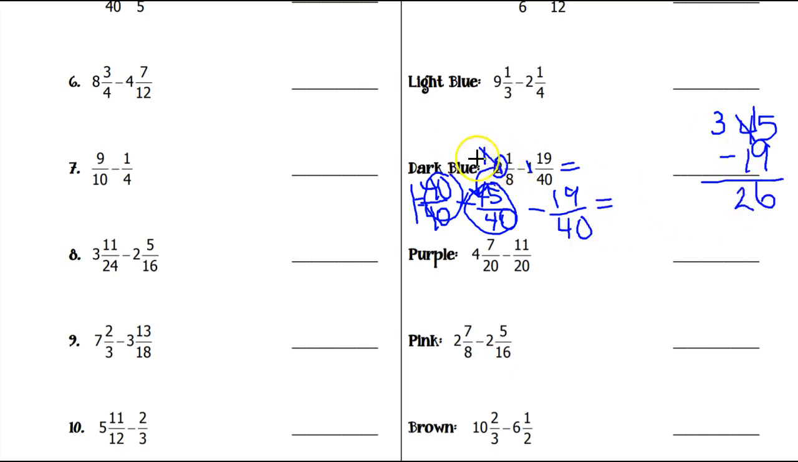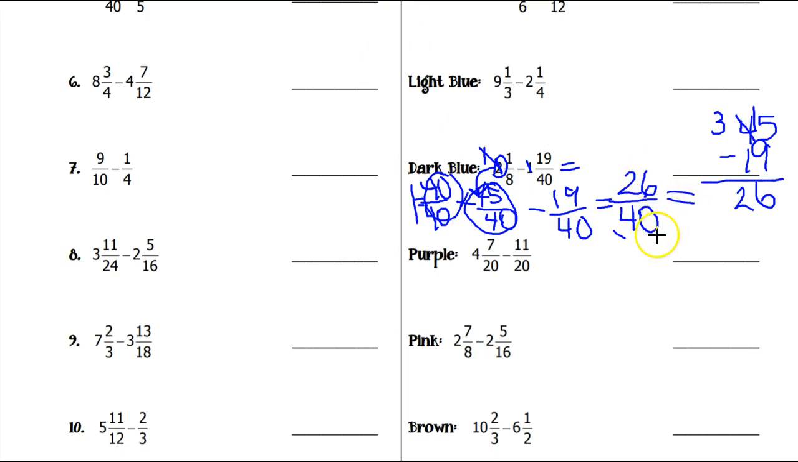So now my answer, I had no wholes because 1 minus 1 is nothing. So 45 minus 19 is 26 over 40. Sadly, I'm not done because these can be simplified or reduced. Anytime they're both even, they can definitely be simplified or reduced. If the number's even, there's a number that always can go into even numbers. And that is the number 2, of course.